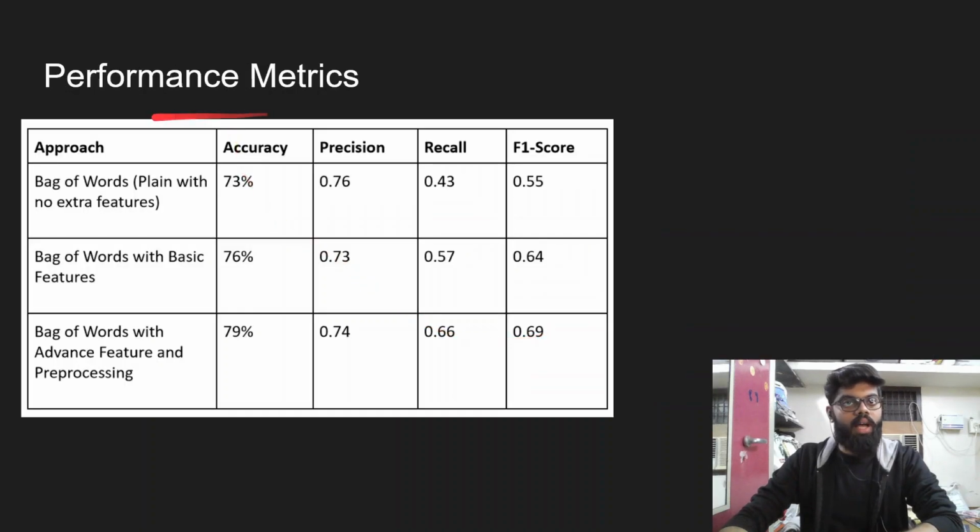Now the performance metrics of all the 3 ways which we have done: 73, 76, 79, which is increasing, which is good because with more advanced features and more pre-processing, our accuracy is increasing. We can see the F1 score is also increasing. So definitely this is the best model. We will pick this and use it further.